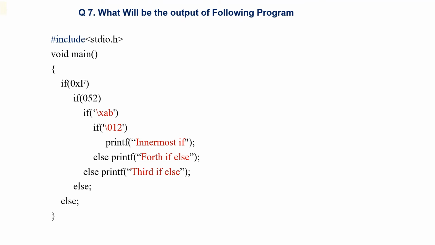So this is our next question. What will be the output of the following program? And these are the options from where you have to select one correct answer. So let us see what output this program will generate. So as you can see here, this program contains nested if statements. So here nesting is done up to the fourth level.